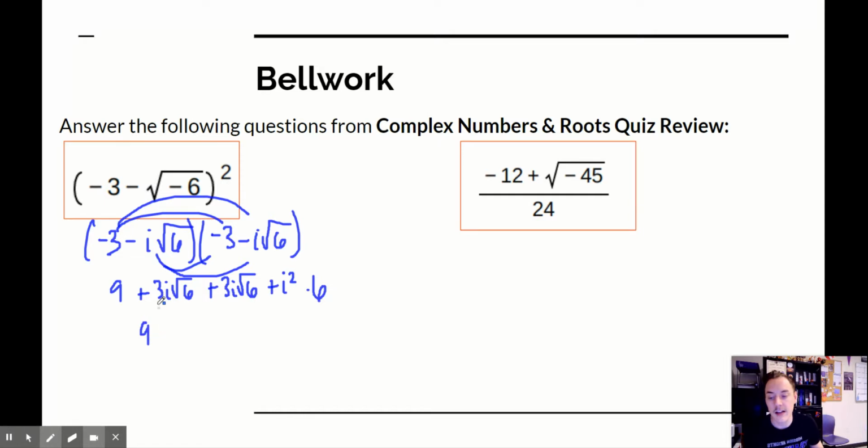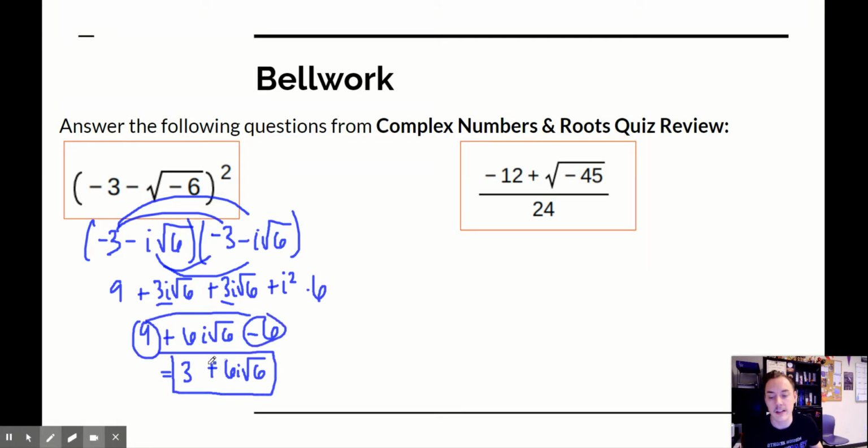So this is 9. I add these up, so this is positive 6i radical 6. And this i squared is negative 1, so that means negative 6. And so this is 3, and then plus 6i radical 6, because the 9 minus the 6, when I combine them together, gives me 3. And that is my final answer.